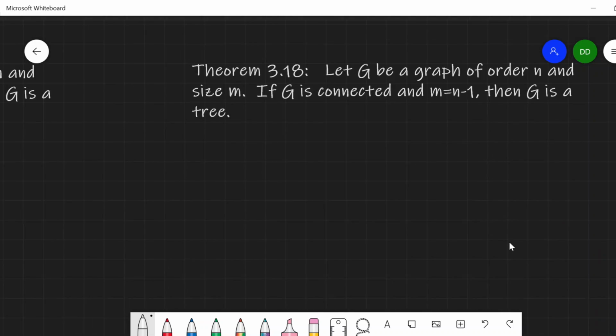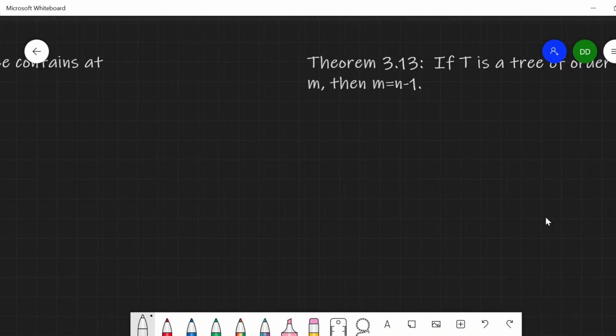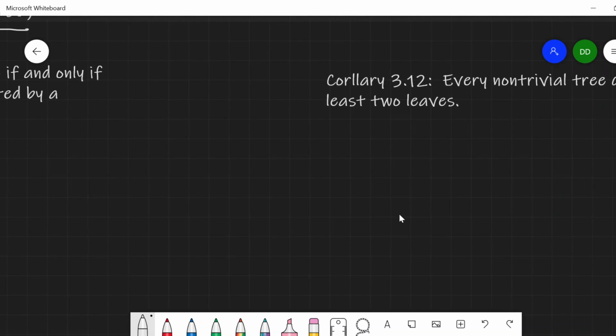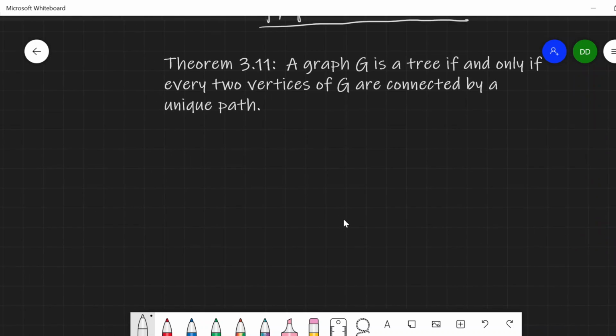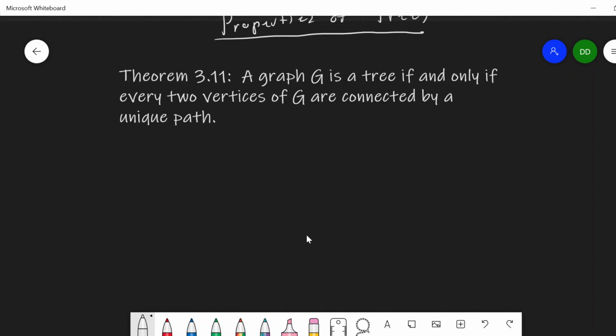So this is our goal, to show these properties of trees, and we start by showing that every graph is a tree if and only if every two vertices are connected by a unique path. Now this shouldn't come as too much of a surprise, right? Let's just start proving this. So I'll show the forward direction. Suppose G is a tree.